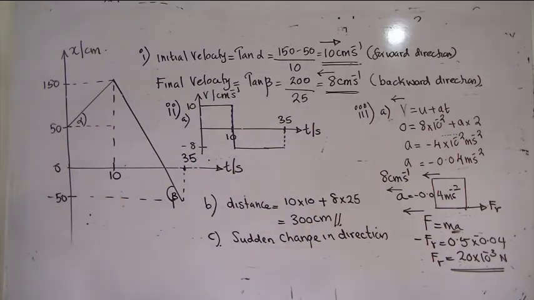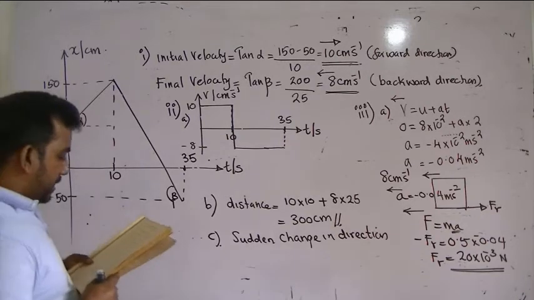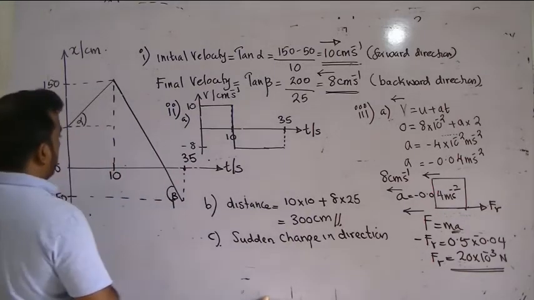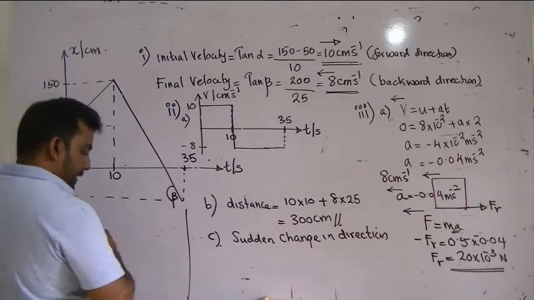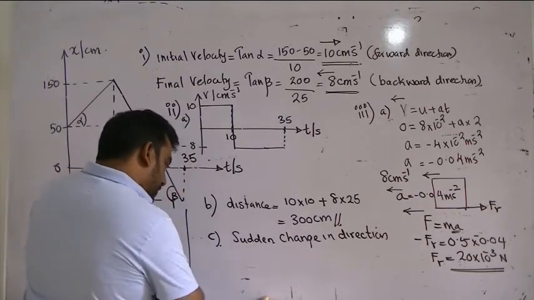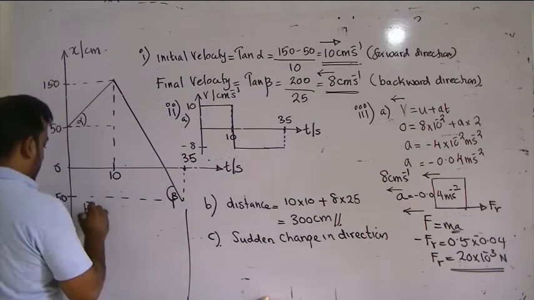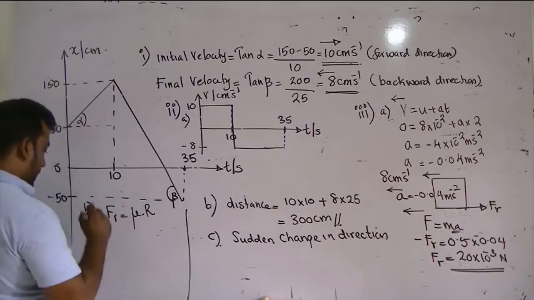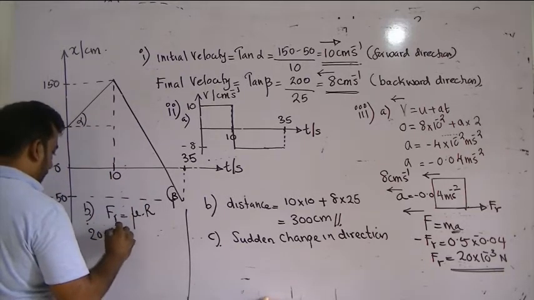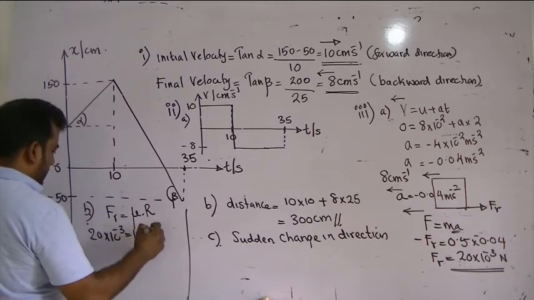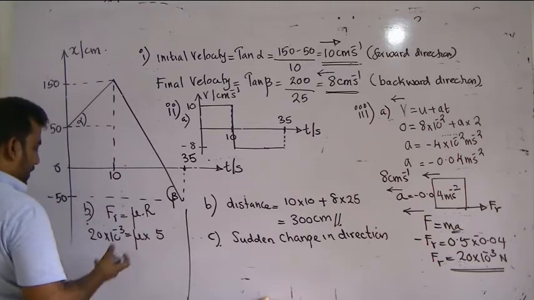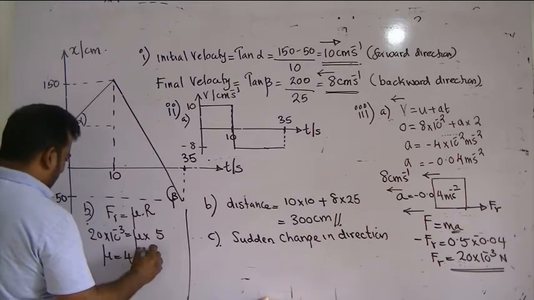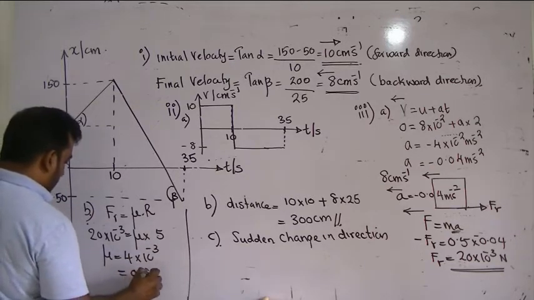Calculate the coefficient of kinetic friction. How do you calculate it? I can do it here. Friction is equal to mu times normal reaction. 20 times 10 to the power minus 3 equals mu times the normal reaction, which is just the weight, 0.5 into g. Mu is 4 times 10 to the power minus 3, 0.004.